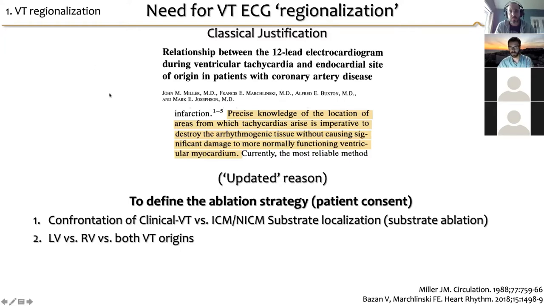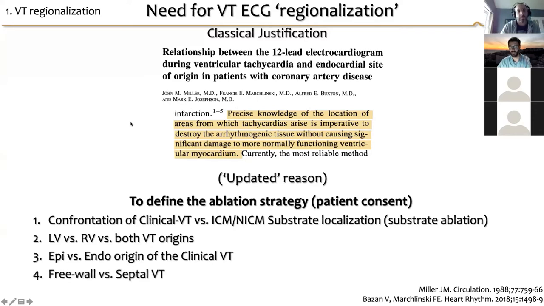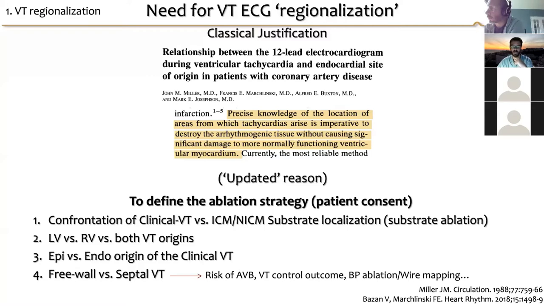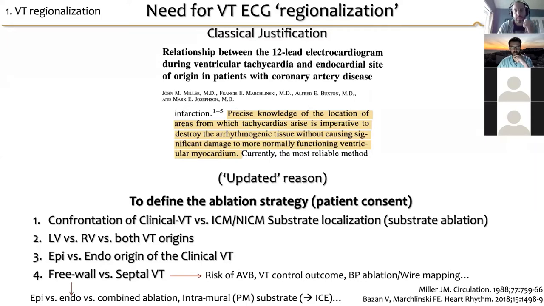Of course, to reach the left ventricle or the right ventricle or both ventricles in terms of ablation strategy will always be important. The assessment of a probable epicardial origin of the VT will always be important, and also the differentiation of a septal origin. There might be a risk of AV block. There might be a poorer outcome after VT ablation in septal substrates. There might be the necessity of bipolar ablation, wire mapping, whatever. And in terms of free wall VTs, we may encounter patients who may need a combined epicardial plus endocardial ablation. We may encounter intramural substrates like those we have in patients with papillary muscle VT.